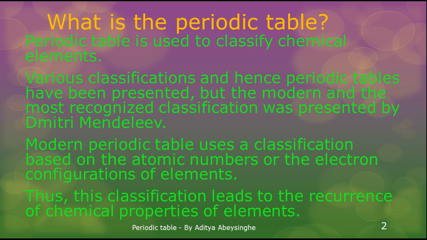So that is the use of this one. The recurrence of the chemical properties of elements is the prime advantage of this classification. Now, according to this classification presented by Dmitry Mendeleev and modified by various scientists, we get a modern periodic table as follows. So this is the classification of the periodic table I was talking about.